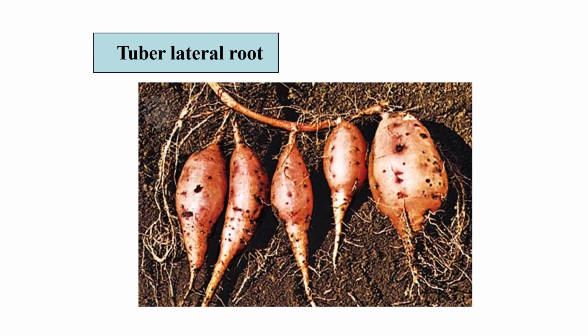Tuberous lateral roots, such as in the sweet potato: you can see here the primary root is very thin, while the secondary or lateral roots are swollen due to the presence of starch.